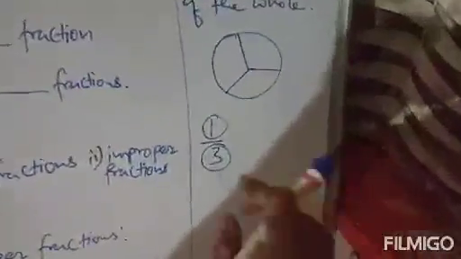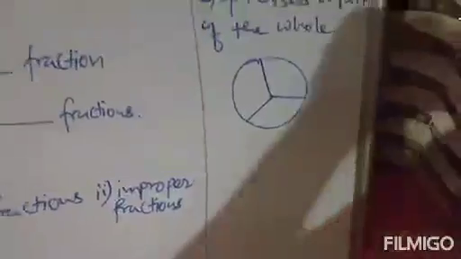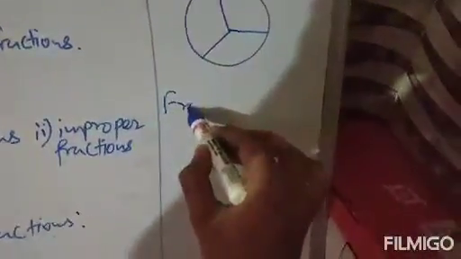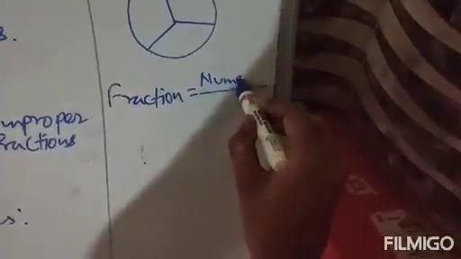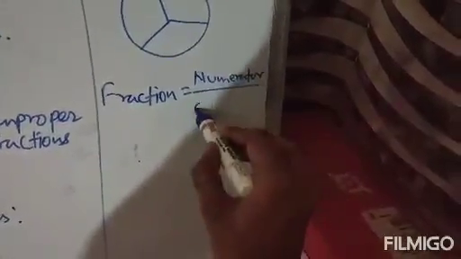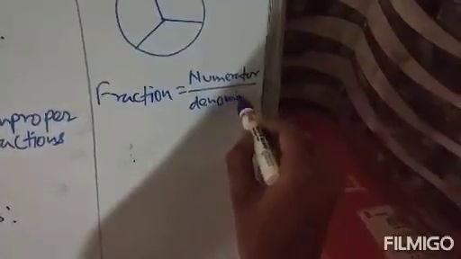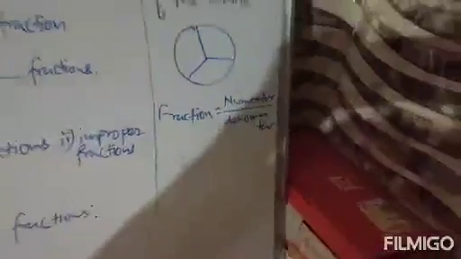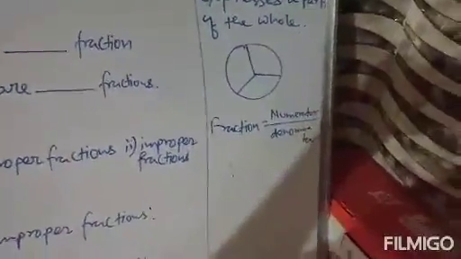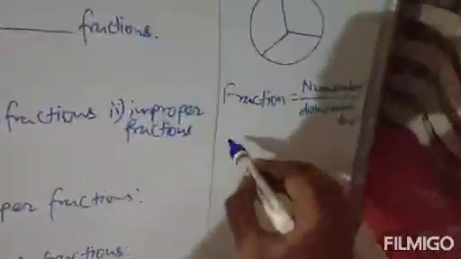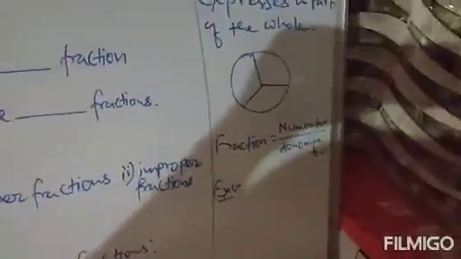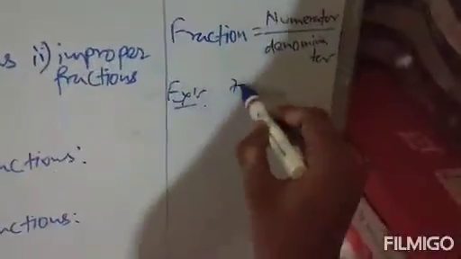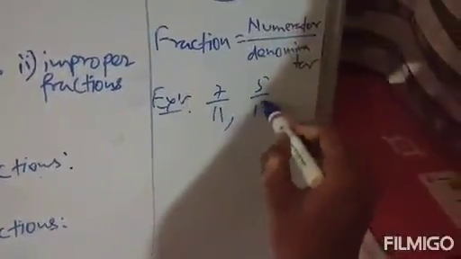Clear? So basically a fraction is numerator divided by denominator. For example, a quantity having one numerator and one denominator is a fraction. Suppose 7 by 11 is a fraction, or 5 by 12 is a fraction, or minus 2 by 3 is a fraction.